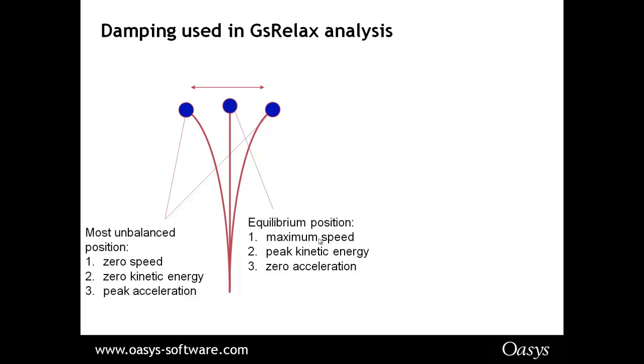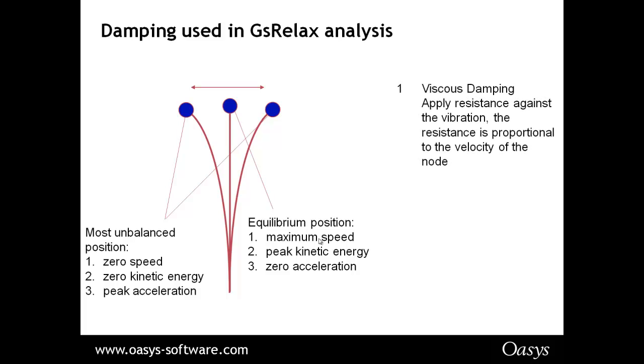Now, because this is dynamic, you need to damp these movements down. Viscous damping is the default, and viscous damping is a bit like having something in oil. The resistance to the movement is proportional to the velocity of those nodes. So the faster something is moving, the more out of balance it is, and therefore the more damping is applied.